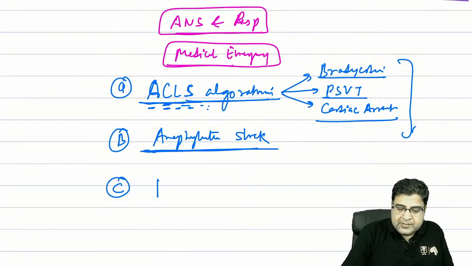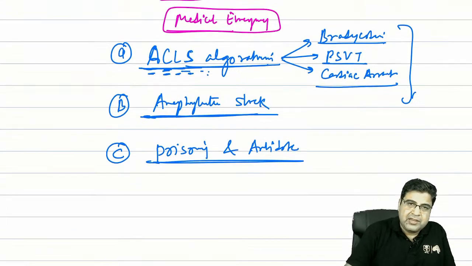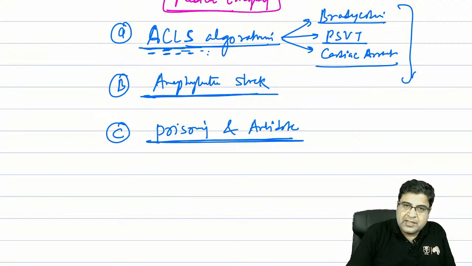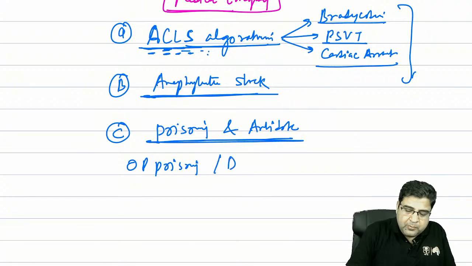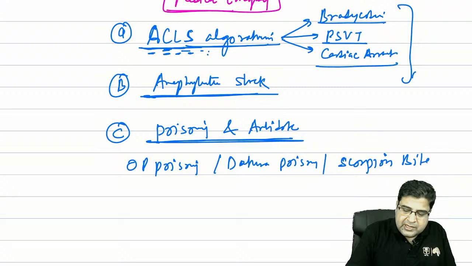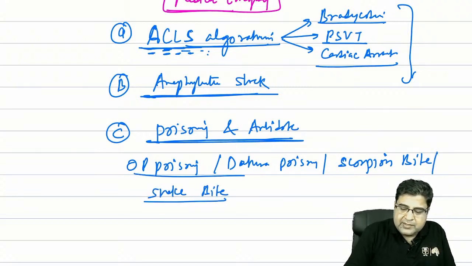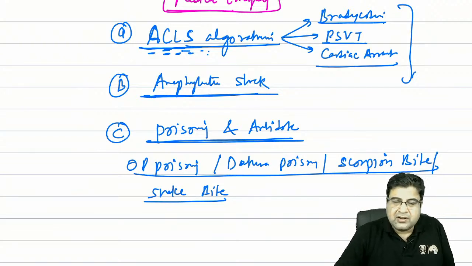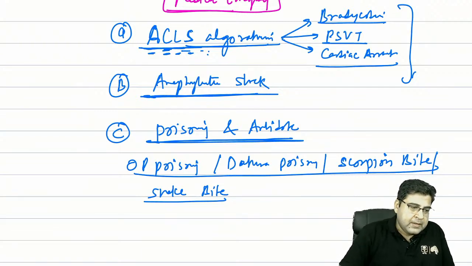Apart from that, there are some poisonings and their antidotes. In the autonomic system, there are many poisonings and many antidotes. For example, organophosphate poisoning, Datura poisoning, the patient can have a scorpion bite, a snake bite. All these things are covered in the autonomic system, right?